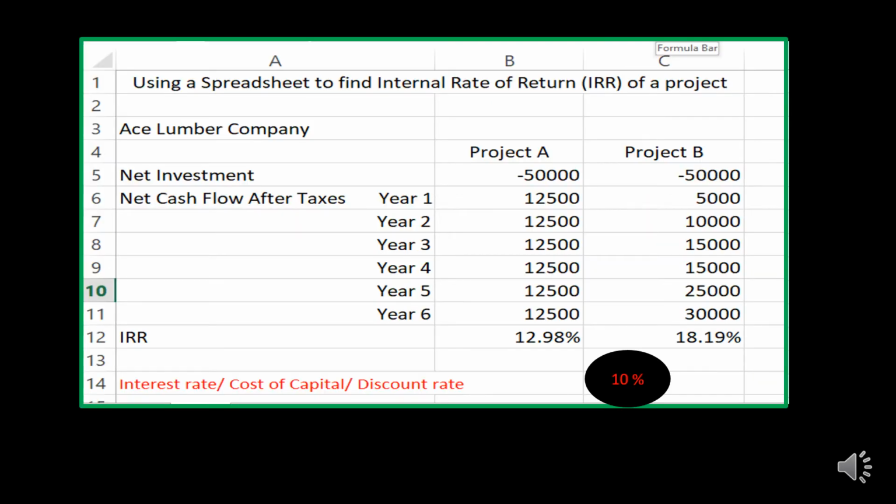So what if the cost of capital is 10%? So kung atong tan-awon, si project A 12.98% higher kaysa cost of capital. Si project B higher pud sa cost of capital. So para maka-decide ta kung asa ang project nga pilion, atong tan-awon whether project A and project B are mutually exclusive project or independent project.